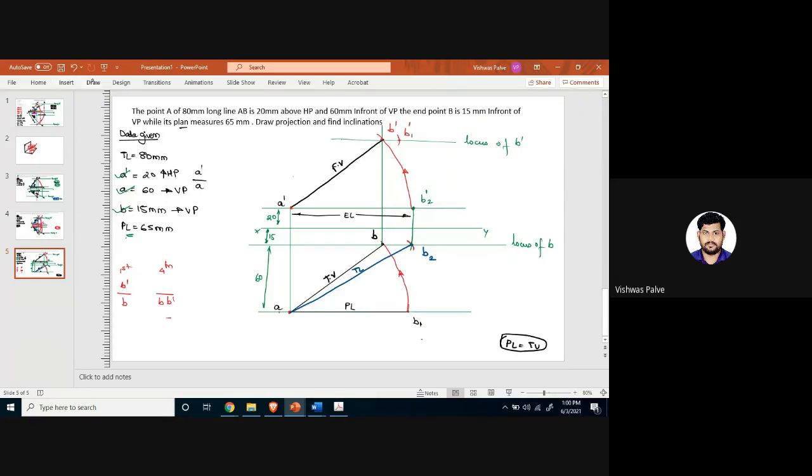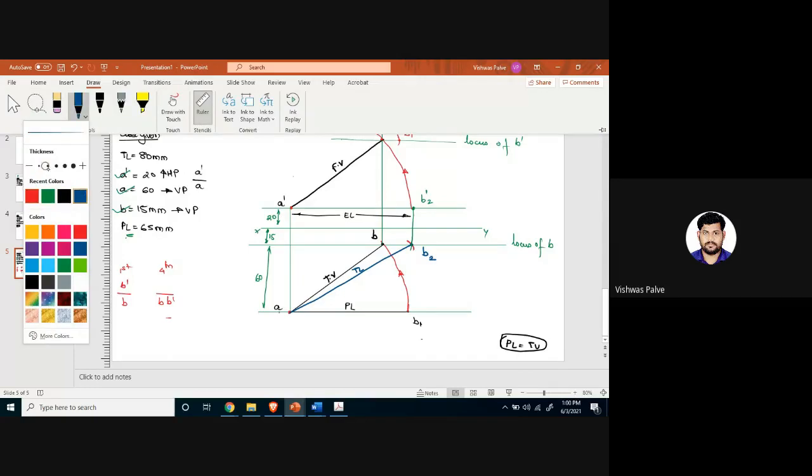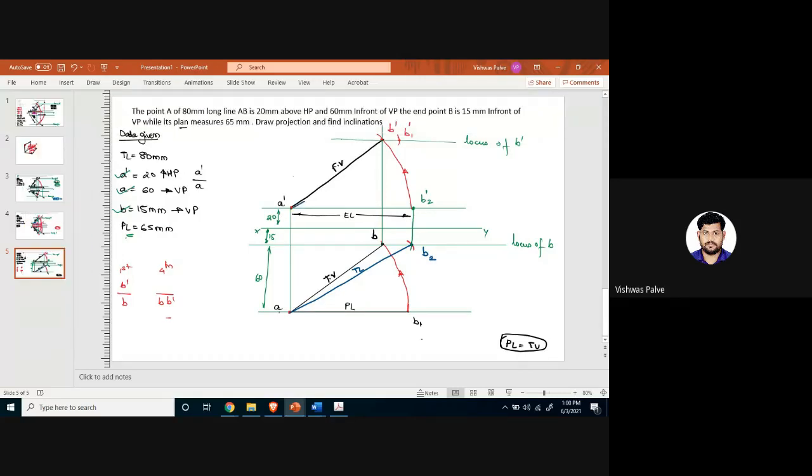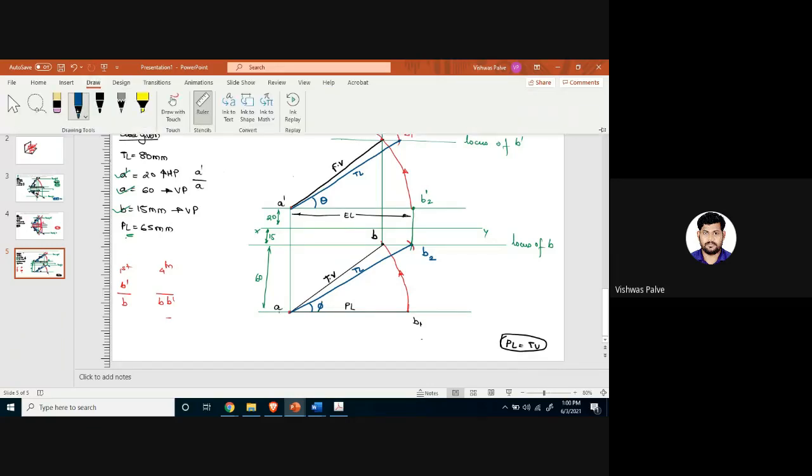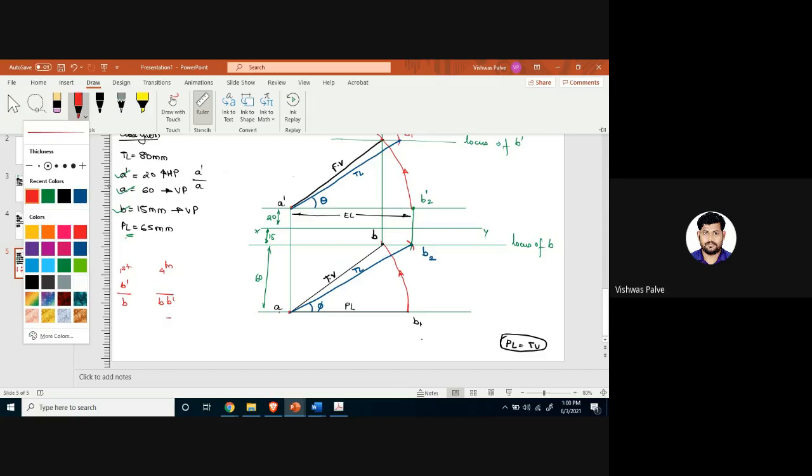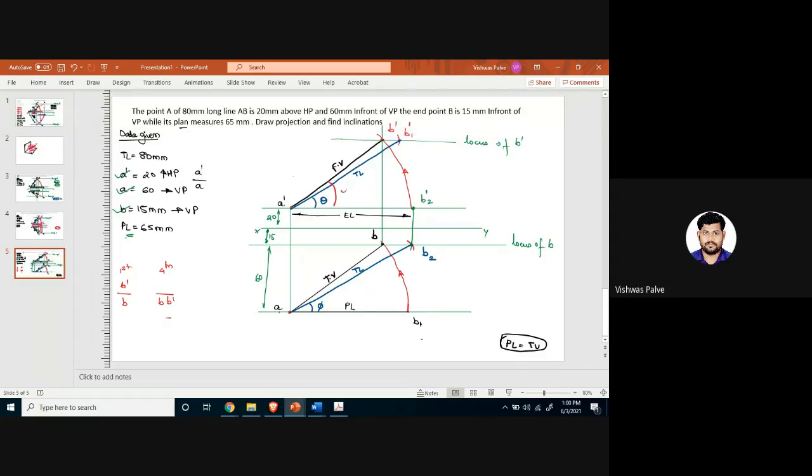And if I connect which 2 points? A dash and B2 dash. If you connect these 2 points, then here you will get theta inclination, and this is the true length in front view. This is the true length in top view, and this inclination is phi. If I want alpha and beta, you can measure that also. This angle is alpha, and here this inclination with top view is beta.